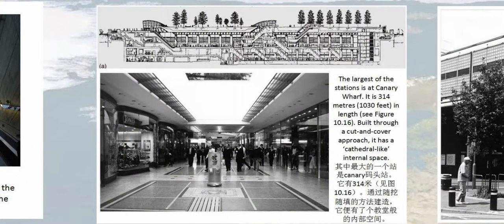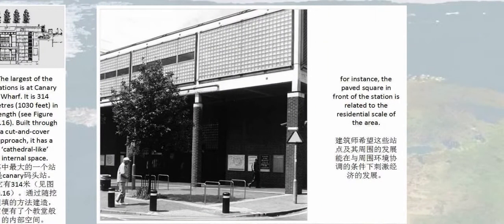The largest station is at Canary Wharf. It is 340 meters in length, built through a cut-and-cover approach. It has a cathedral-like internal space. The paved square in front of the station is related to the residential scale of the area.